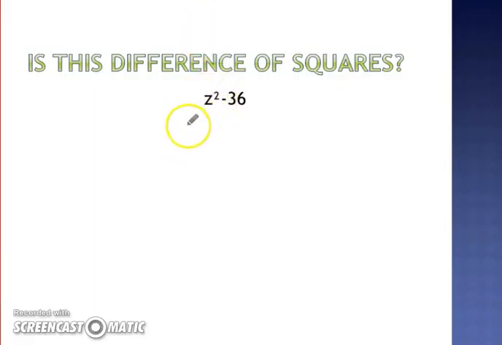So z squared. That is a perfect square because z times z is z squared. 36 is a perfect square because you would have 6 squared. And then it is subtraction, showing the difference. So yes, this one is showing the difference of squares pattern where I'm subtracting two perfect squares.